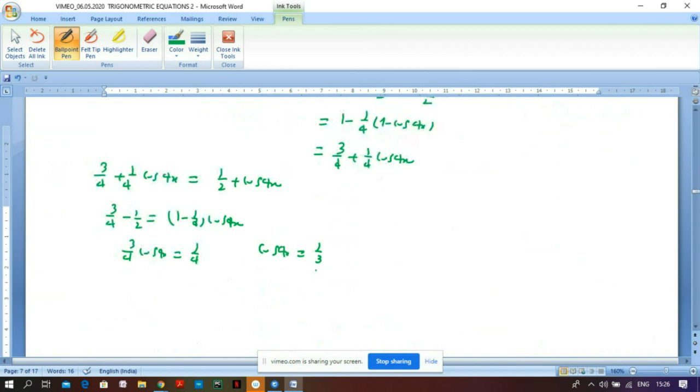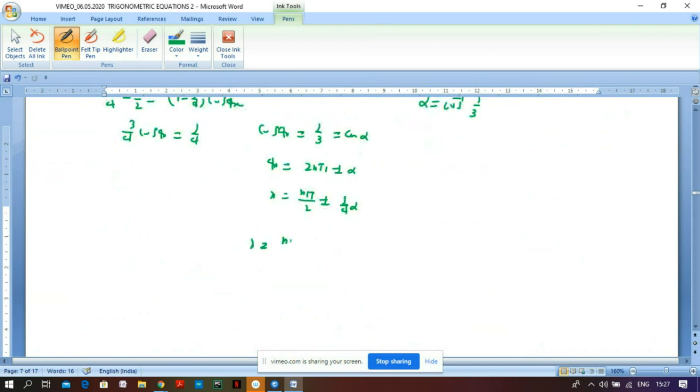Now if we are getting this, it is easy to proceed, because we say let this be cos of alpha, that is alpha is cos inverse of 1 by 3. So we write 4x equal to 2n pi plus minus alpha, that is x is n pi by 2 plus minus 1 by 4 times alpha, which I can write as x equal to n pi by 2 plus minus 1 over 4 cos inverse of 1 by 3.